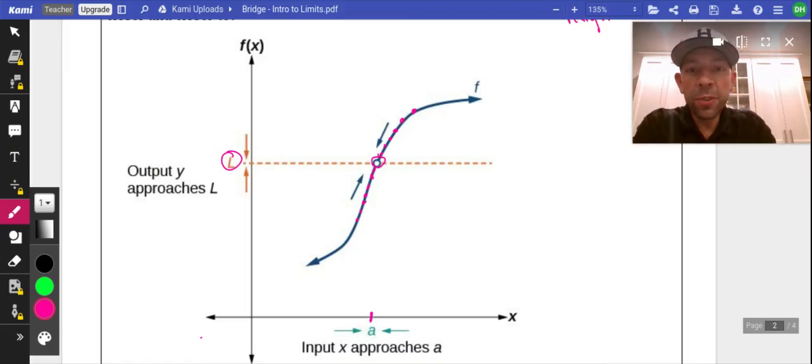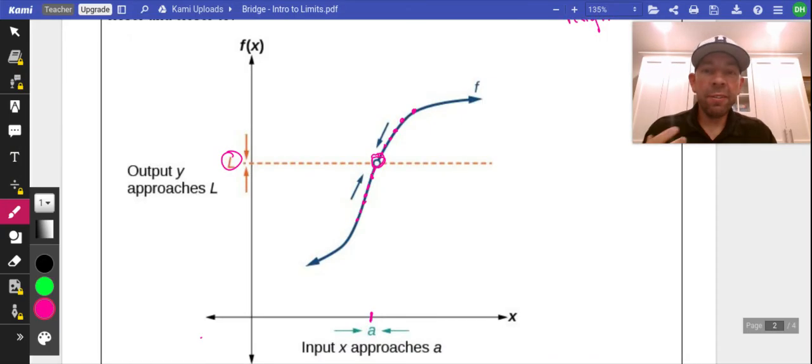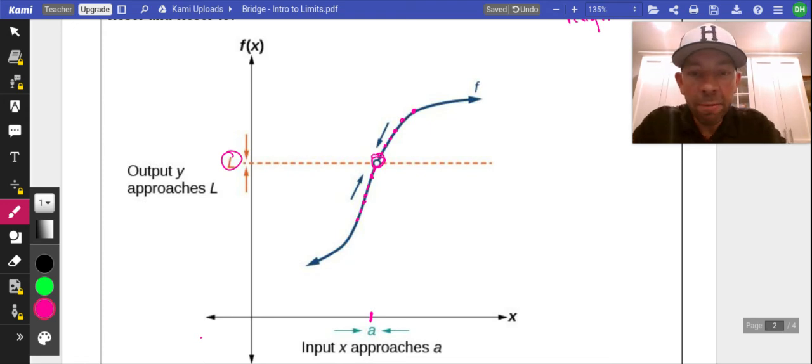So this open circle here is called a hole, and that says that the function's technically undefined at A, and that's okay. The limit still exists because, again, we're focusing on intended height, right? We're intending to reach a height of L. From both sides, we are intending to reach a height of L.